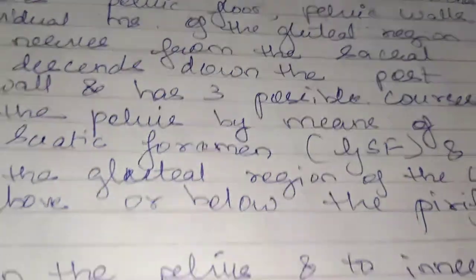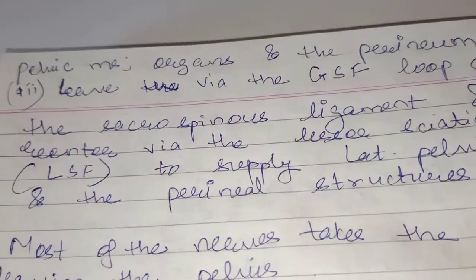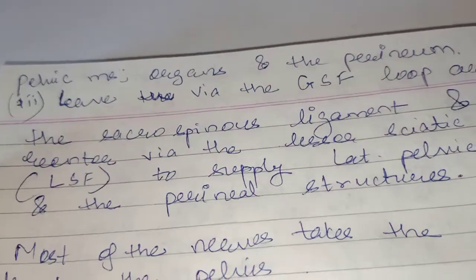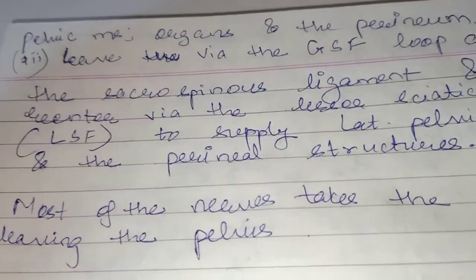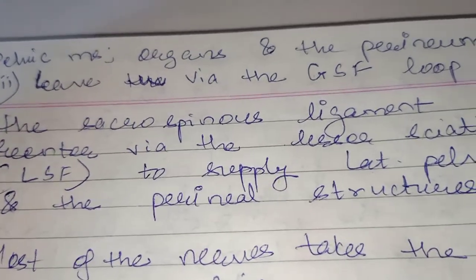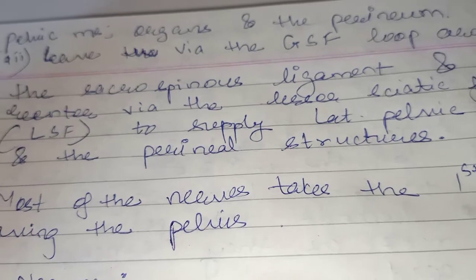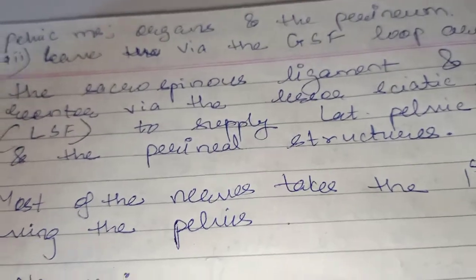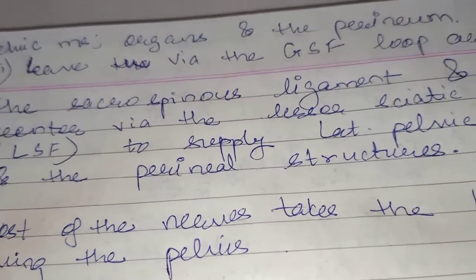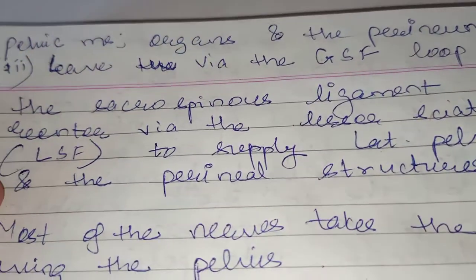Within the pelvis, they will innervate pelvic muscles, organs and the perineum. So they will remain in the pelvis only, and they will innervate the pelvic muscles, the organs of the pelvis and the perineum.